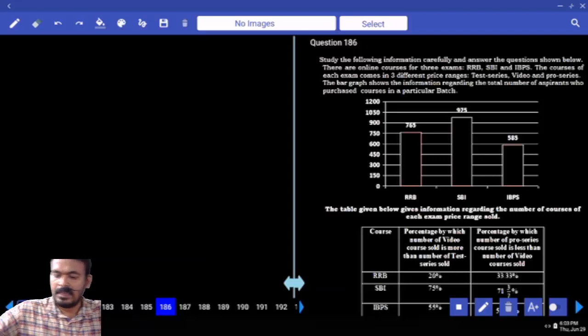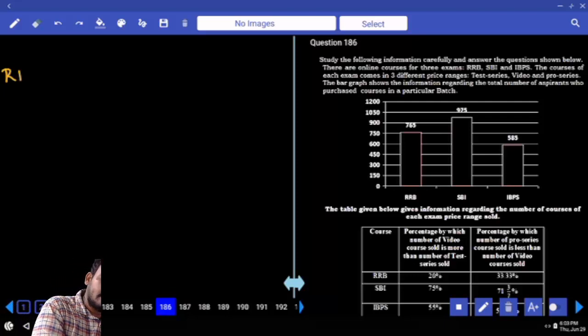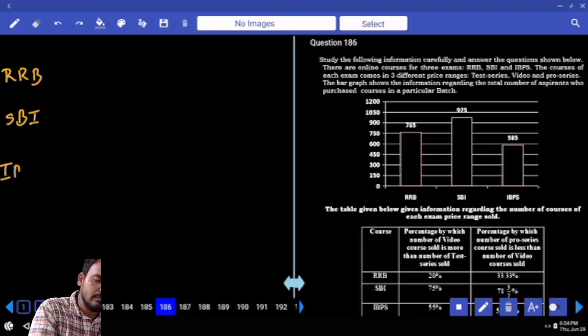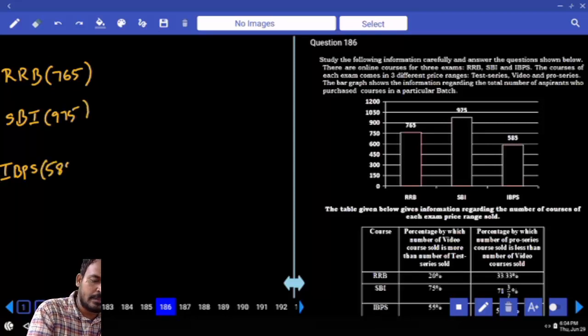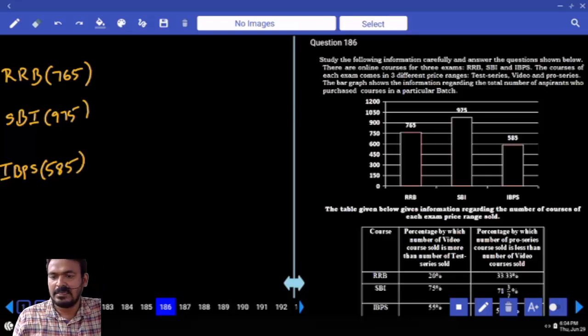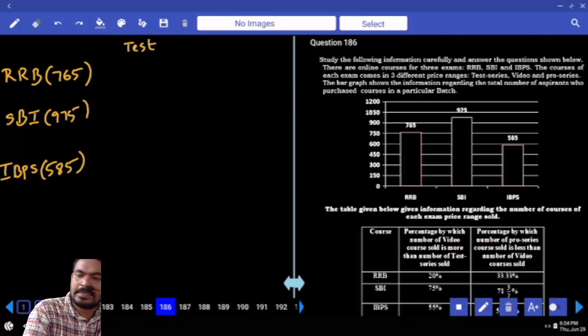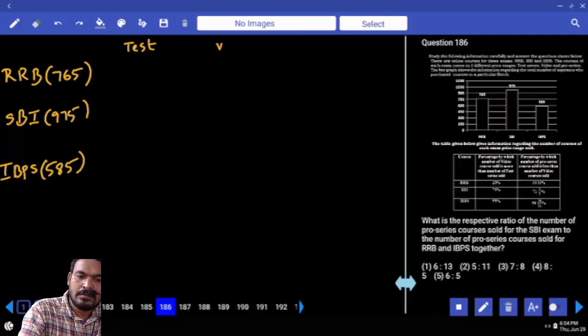Okay, and here RRB. Next one, SBI. Next IBPS. What are the RRB total members? 765. Next SBI total members, 975. IBPS, 585. Next, each exam again has 3 different series. First one test series, second one video, next one pro series.